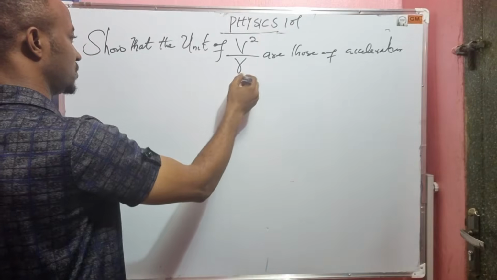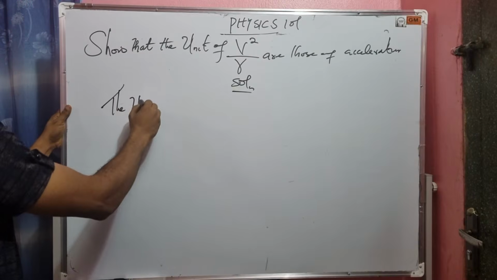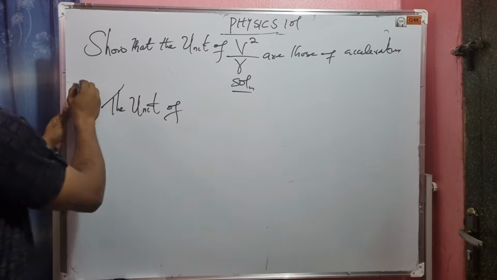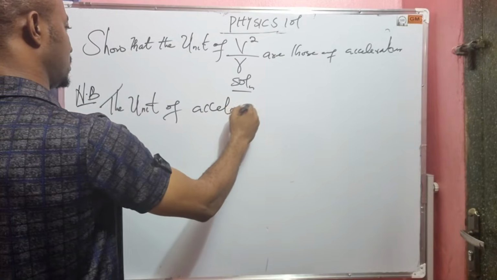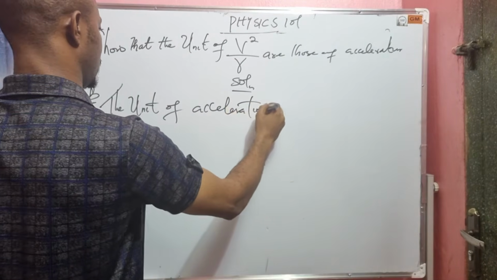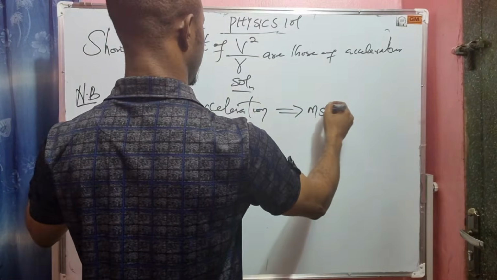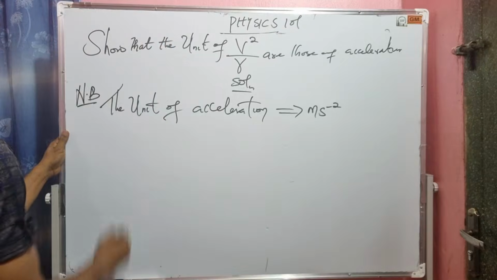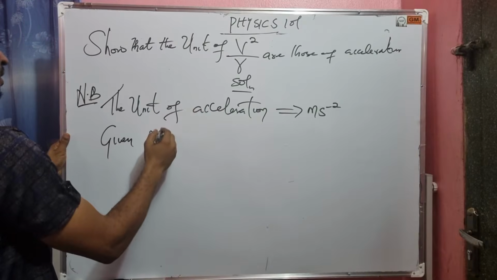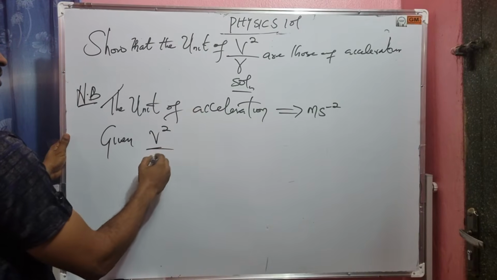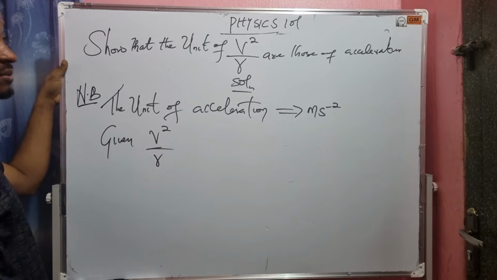To show, all you need to do first is note that the unit of acceleration, we know, is meter per second squared. Exactly. Then we are given v square over r. We are given v square over r.